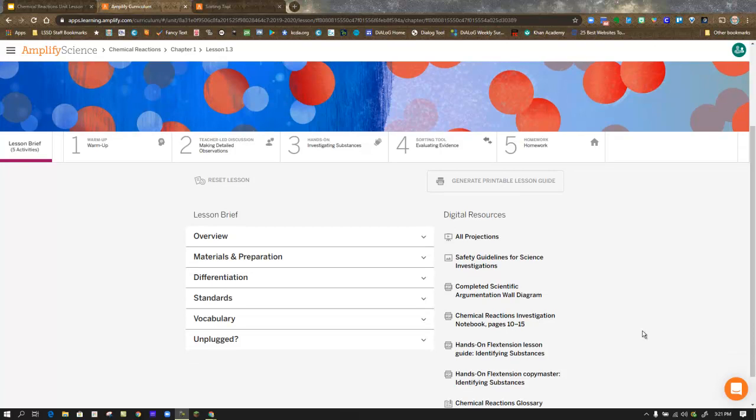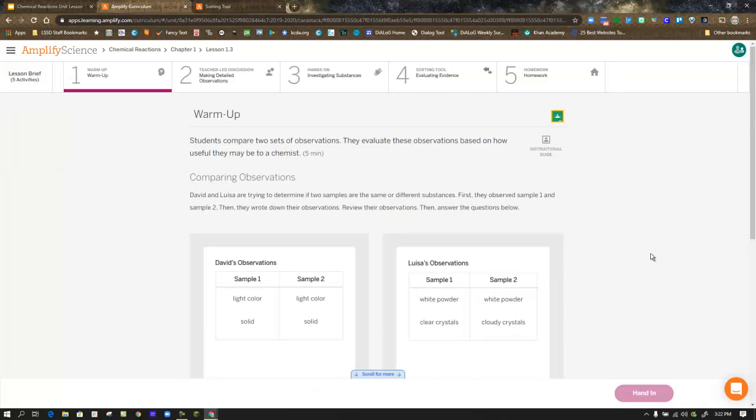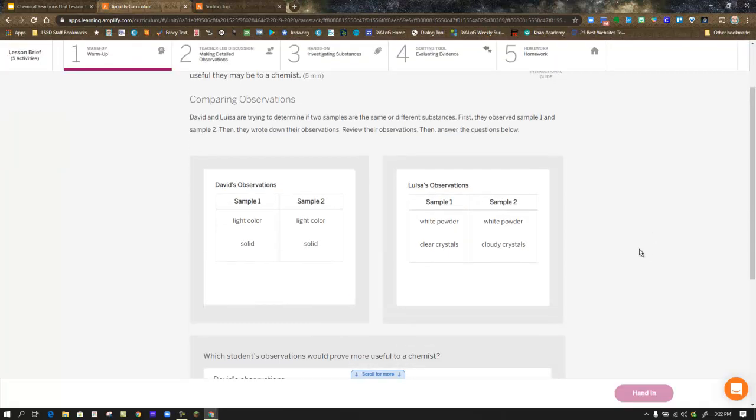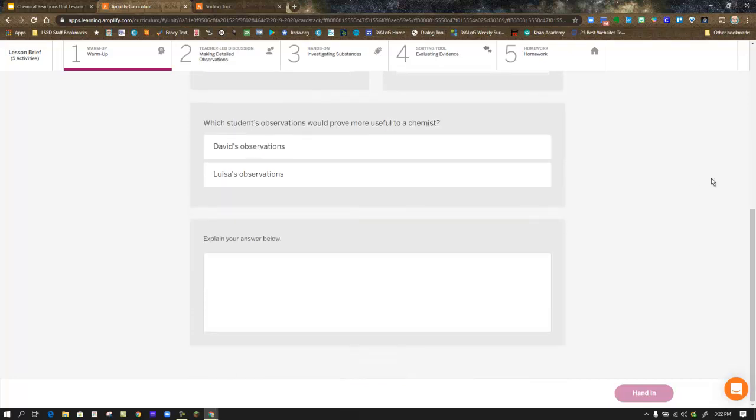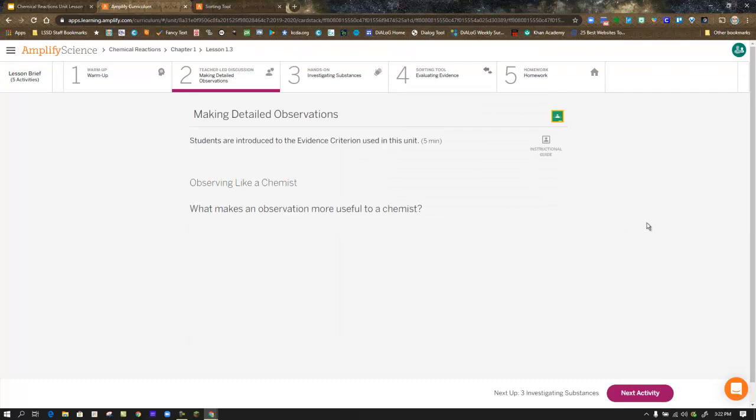As a reminder, in your lesson brief, you have digital resources available to you on the right side of the screen. In the warm-up, you are presented with 2 sets of observations and asked to respond in a couple questions at the bottom. And once you've done that, be sure to hand that in. In step 2, you're observing like a chemist. What makes an observation more useful to a chemist?